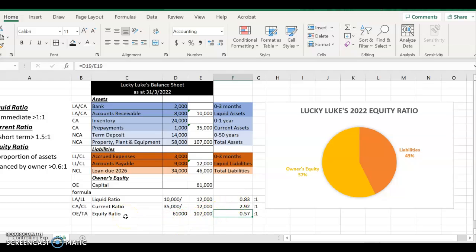For equity ratio, we've got the owner's equity, 61,000, which we calculated, divided by the total assets, 107,000. So that gives us 0.57. So that means in 2022, for every dollar of bottom line, total assets, the owner, Luke, has financed 57 cents. This means that Luke has financed more than half. We've said here that it should be greater than 0.6, so he may have difficulty getting new loans.